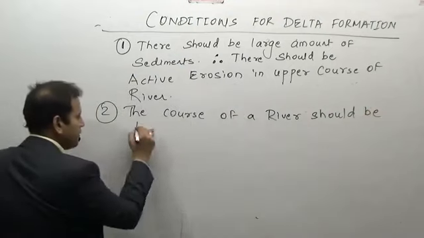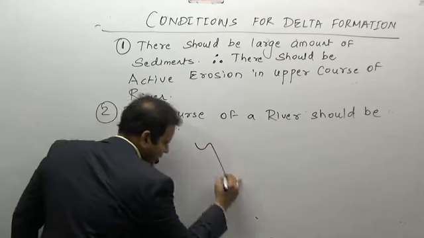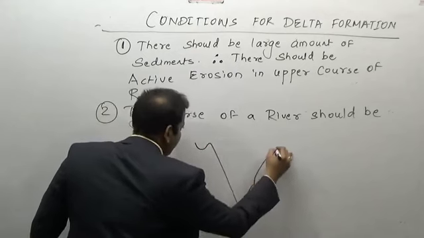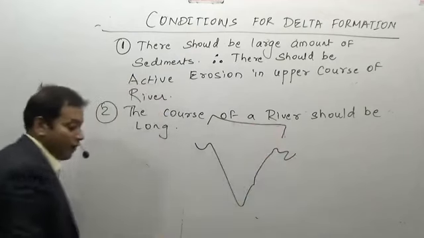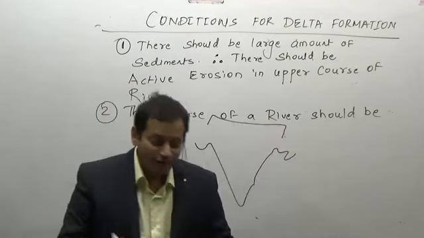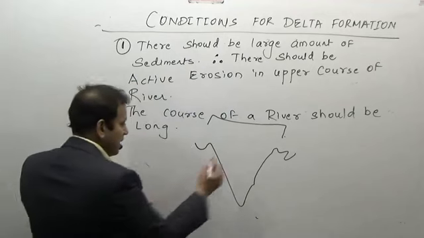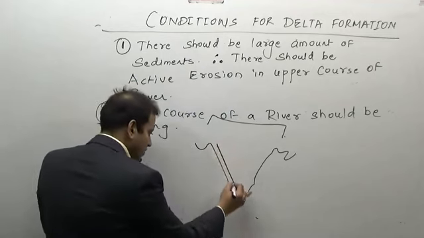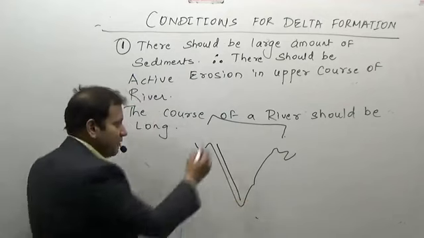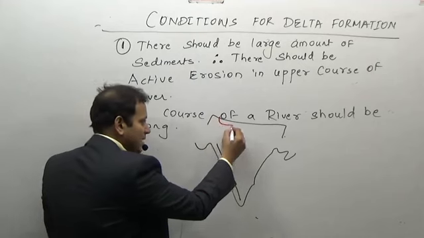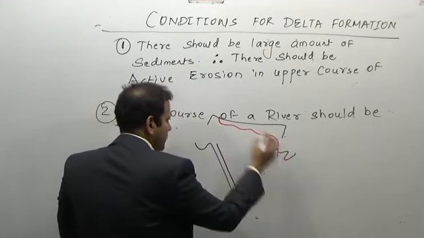The course of a river should be long. Now look here at the Indian part. Now here we can derive why the Himalayan rivers such as Ganga form the delta and why the rivers on the western coast do not form the delta. The Himalayan rivers originate from the Himalayas and they come and enter the Bangladesh region.